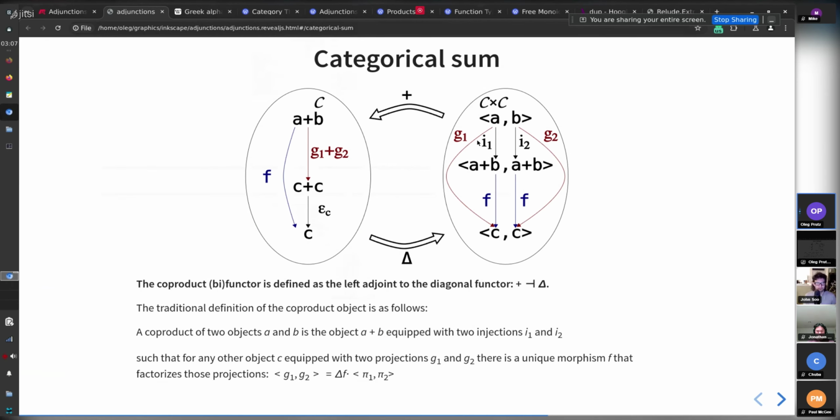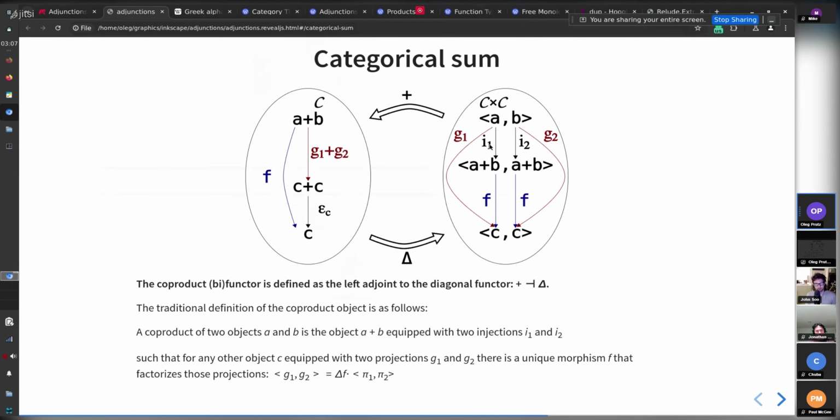So remember, in adjunctions we have a home set isomorphism. So that isomorphism is going to map the G1, G2 pair to F. So take the time and compare the traditional definition to the adjunction definition.